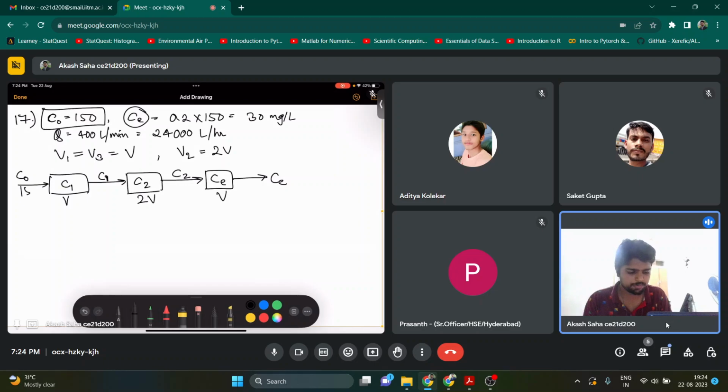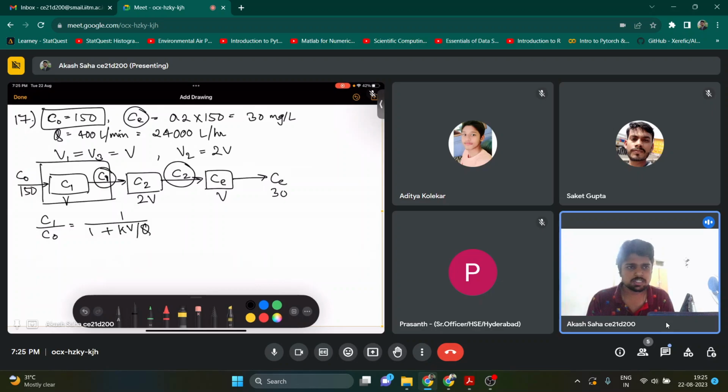So this is the basic schematic. Influent 150 is coming in and effluent is 30 milligram per liter. We have to find the efficiency of each of the reactors, so that means we have to find C1 and C2. We have to form equations with the help of these concentrations. We have just now seen the equation of a CSTR. For the first reactor, my equation will be C1 by C naught equal to 1 by 1 plus kV by Q.